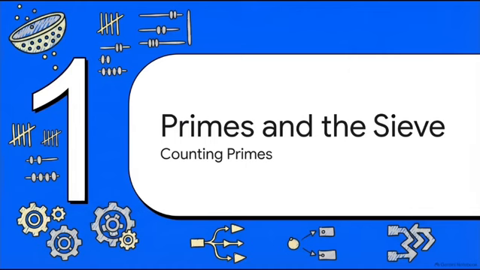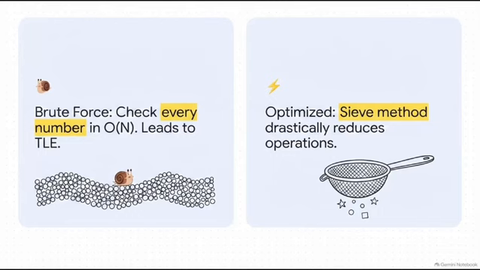Section 1, Primes and the sieve. Let's look at how we count primes. Imagine you need to find how many prime numbers exist up to a certain number, n. The absolute brute force way: just run a loop and check every single number for divisibility. But if n is huge, you are literally guaranteed to get a time limit exceeded error on platforms like LeetCode.